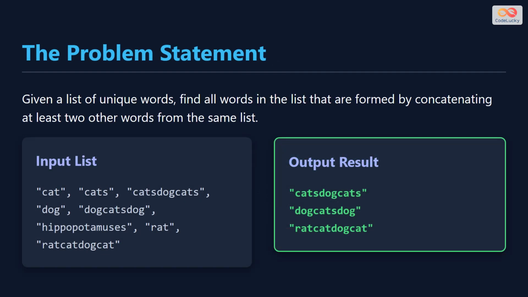Here is the problem. You are given a list of unique words. Your task is to identify all the words in that list that are actually formed by combining two or more other words from the same list. For example, looking at the list on screen, catsdogcats is a concatenated word because it is made of cats, dog, and cats again.